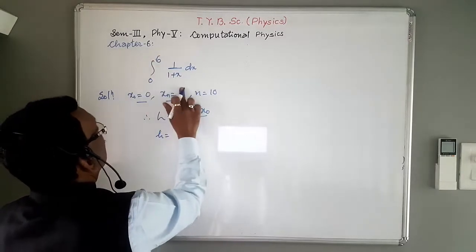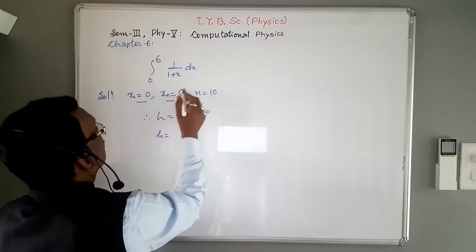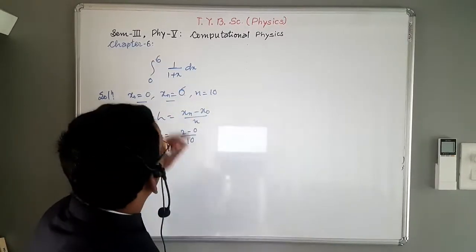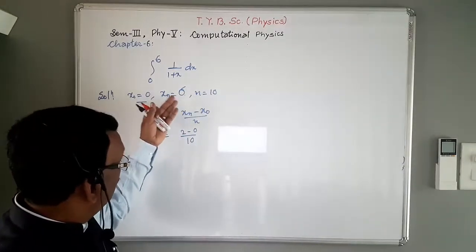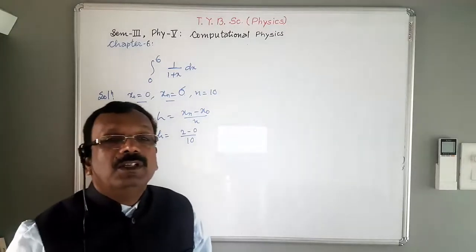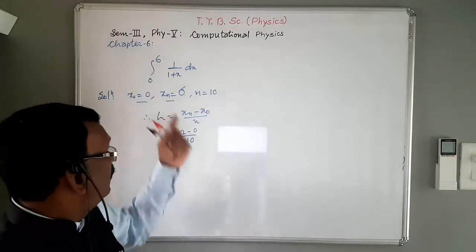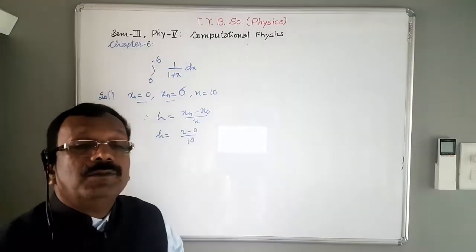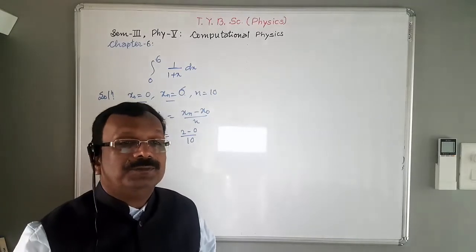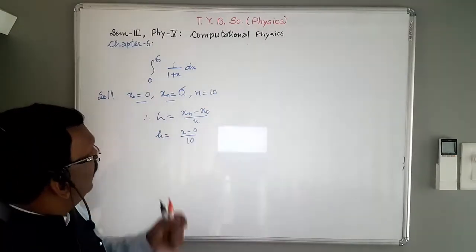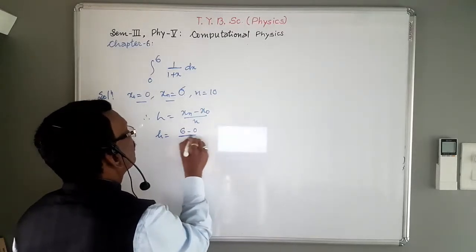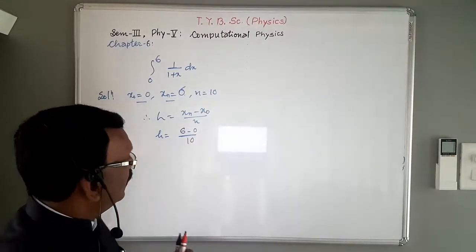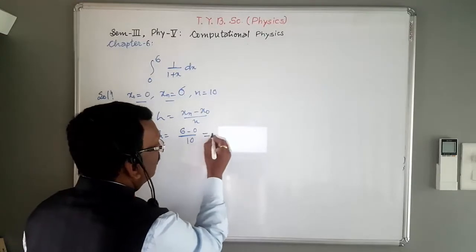We are going to change this value because the same values 0 and 2 are used in the trapezoidal rule. So here we are going to change the value of the upper limit. Instead of 2, we are going to consider the upper limit as 6. Here also we have to consider the change.